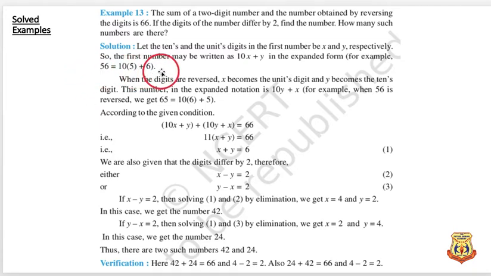Now come to this example. This is our word problem. In your exercise, you will get some word problems also that you will try to solve. This is just one of those. The sum of a two-digit number and the number obtained by reversing the digits is 66. If the digits of the number differ by 2, find the number. How many such numbers are there?